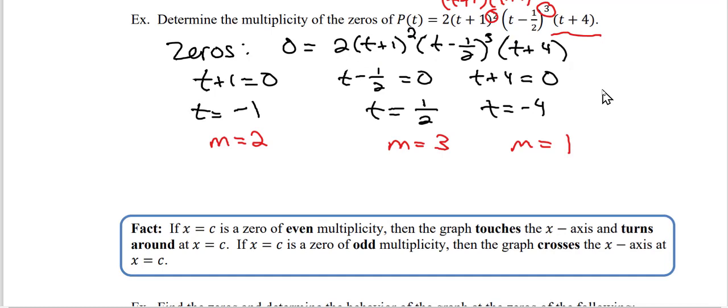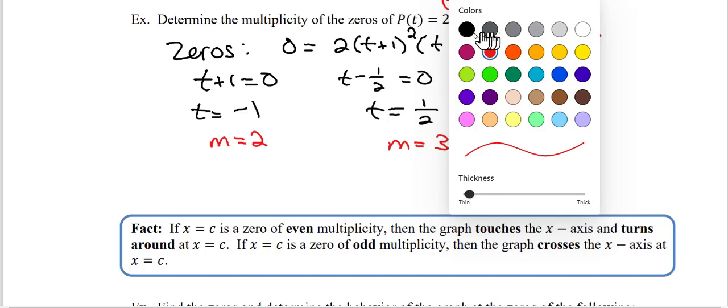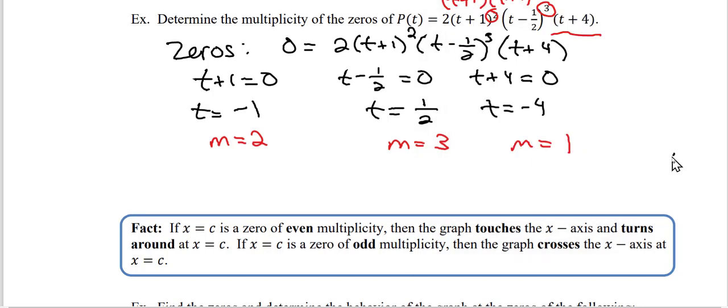You should always be asking yourself why. Why do we care about the multiplicity? What does that tell us? Because remember, we said that our goal is to pull all these details together to help us graph these polynomial functions. So far, we talked about the end behavior, and then we said, okay, well, we know nothing about the middle. So let's find some information about the middle.